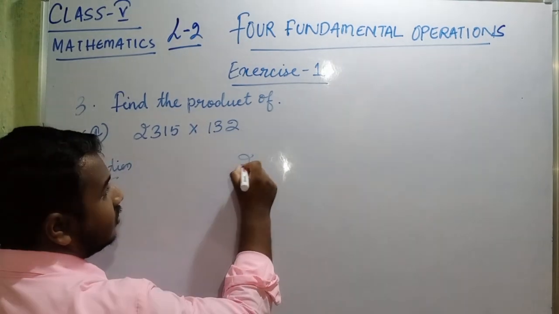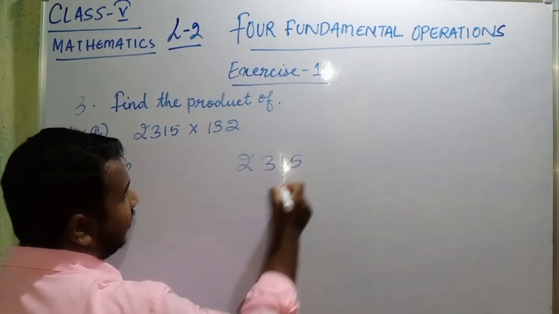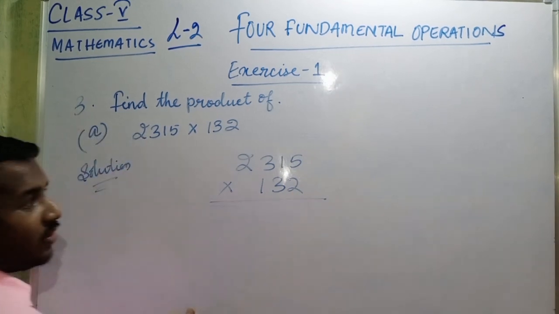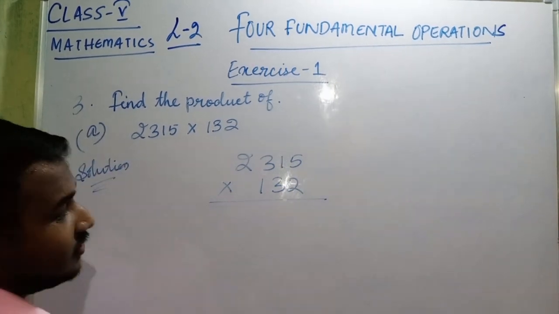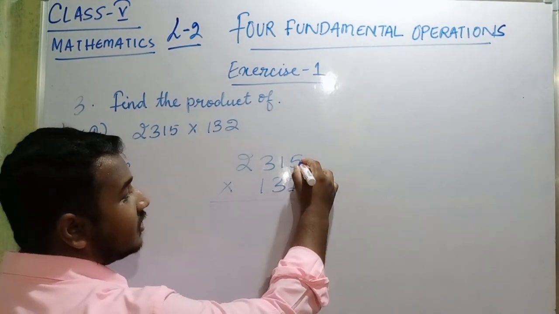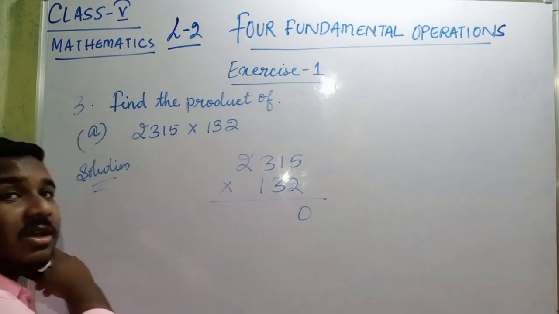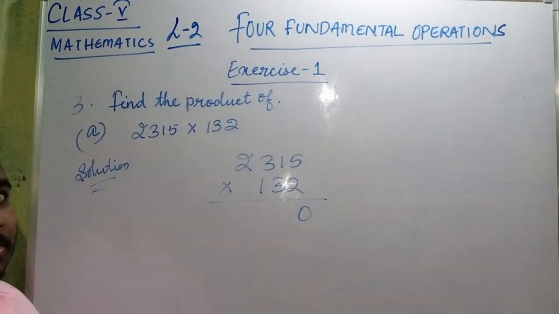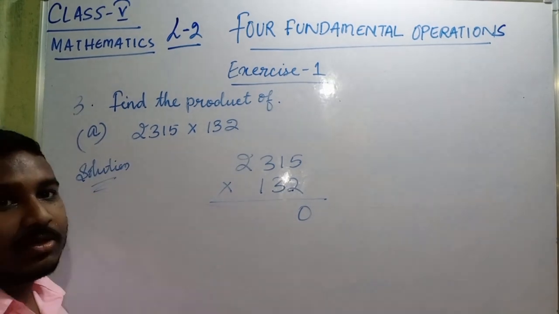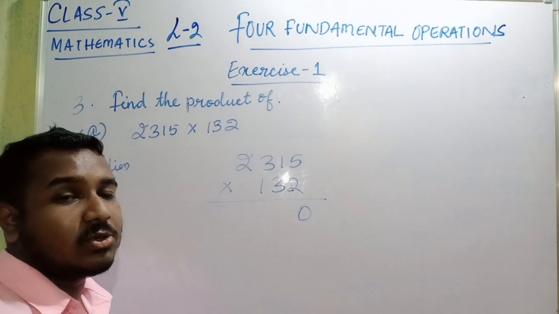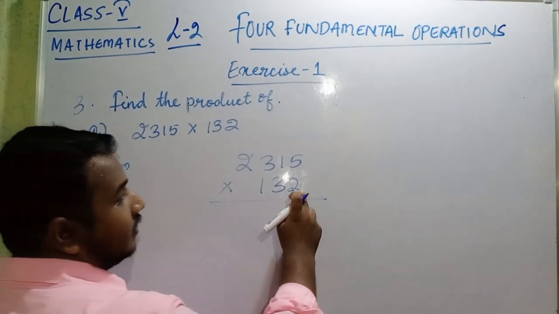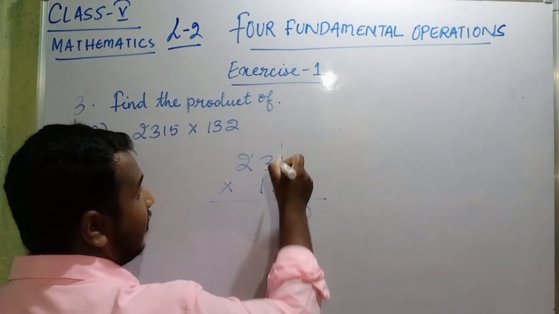First you will write 2315 into 132. Yes or no? This you have already studied. First we will multiply with 2. So 2 table: 2 5s are 10. For this multiplication you have to remember tables, at least up to the 20 table. You have to learn it by heart, so whenever anyone asks you, you should be able to tell it or write it. So first 2 table, 2 5s becomes 10, 10 carry 1.